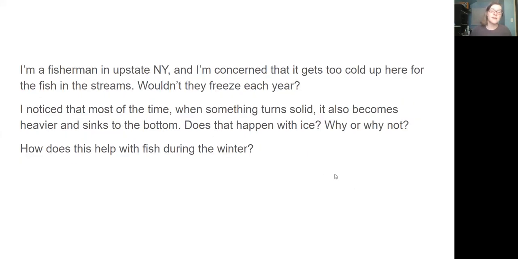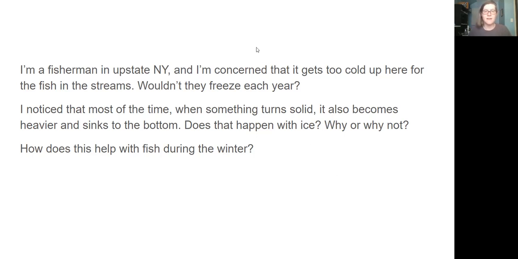Couple more water things. Let's say I'm a fisherman in upstate New York. I'm concerned it gets too cold for the fish in the streams. Wouldn't they freeze each year? If you're a very, very small stream, maybe, but as you probably know, that's not usually what happens up here. I mean, things do freeze over, but they don't freeze solid. How come? I notice most of the time when something turns solid, it also becomes heavier and sinks to the bottom. Does that happen with ice?